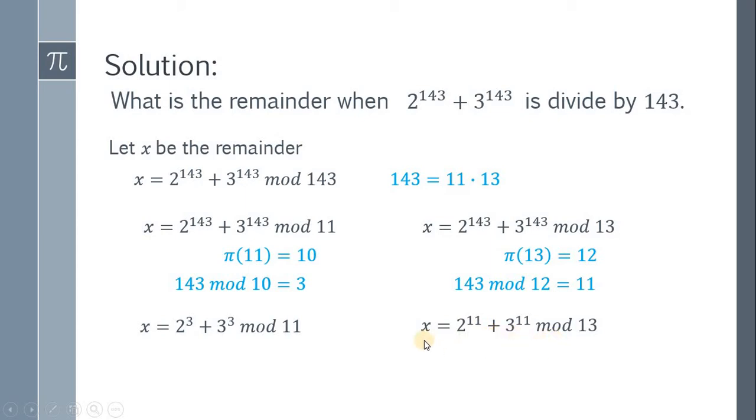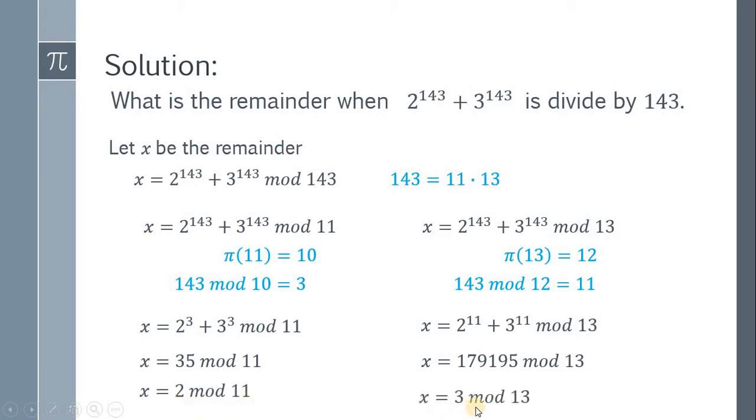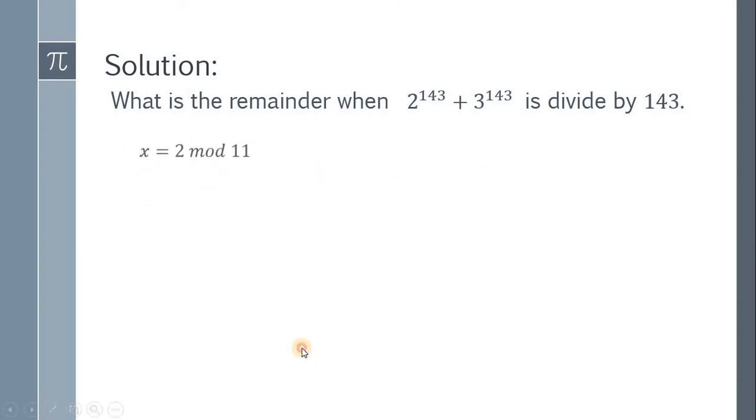mod 13. Next, simplify. So we have x is equal to 35 mod 11, and the other one is x is equal to 179,195 mod 13. Simplify more. We have x is equal to 2 mod 11, and the other one is x is equal to 3 mod 13. So we have two congruences. x is equal to 2 mod 11 and x is equal to 3 mod 13.